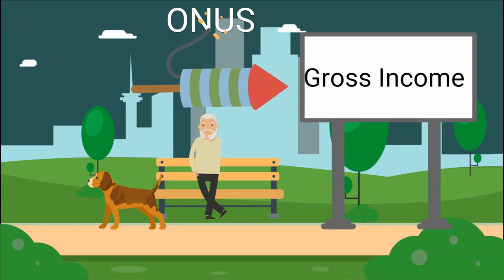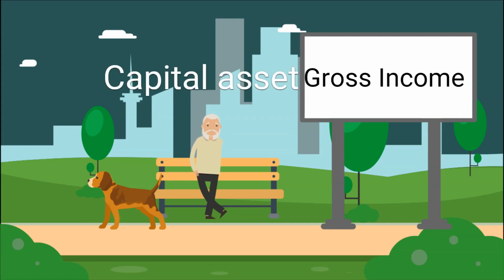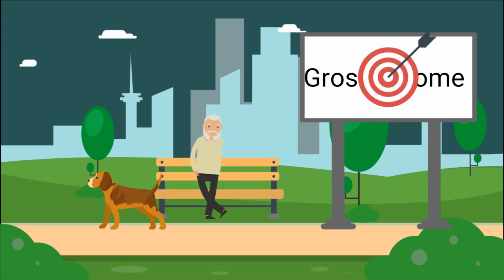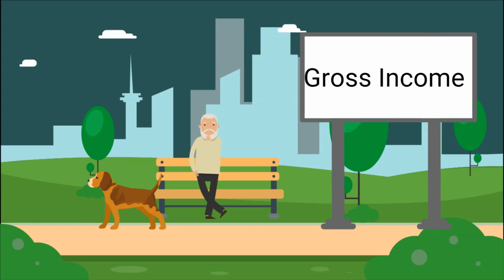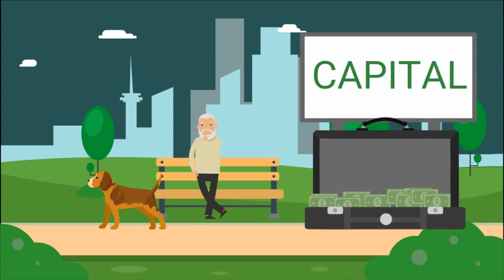If the taxpayer cannot provide evidence to show that an asset was acquired as a capital asset, the proceeds resulting from the sale of that asset will be included in the taxpayer's gross income, to be taxed as normal income tax, instead of the application of a capital gains tax. The next term is capital. Capital is not defined in the Act.